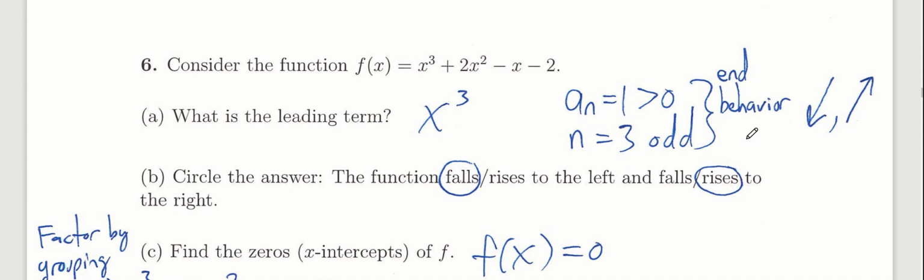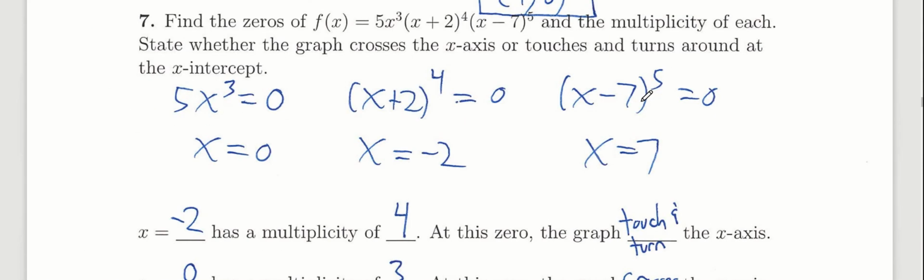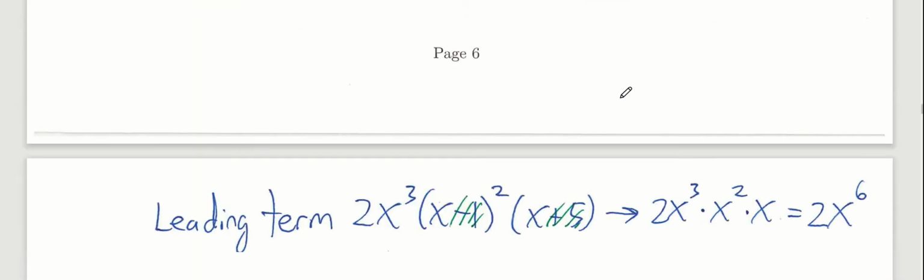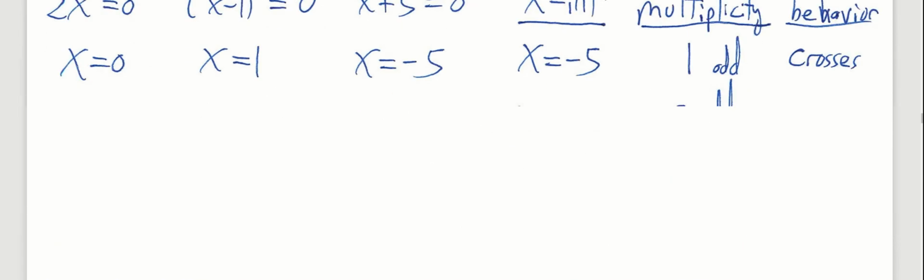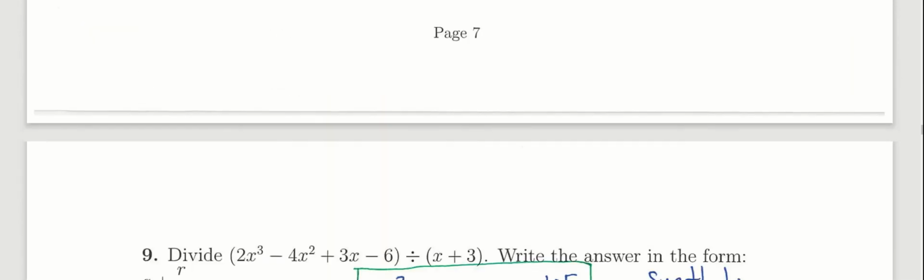Problem 6 is the same way, but in some regards it's a little bit easier for the leading term. Here the leading term is available by inspection. We just look at it. We see that it's x cubed. That's an odd leading exponent and a positive coefficient. So this one's going to fall to the left and rise to the right. Again, more practice with this, more practice graphing.